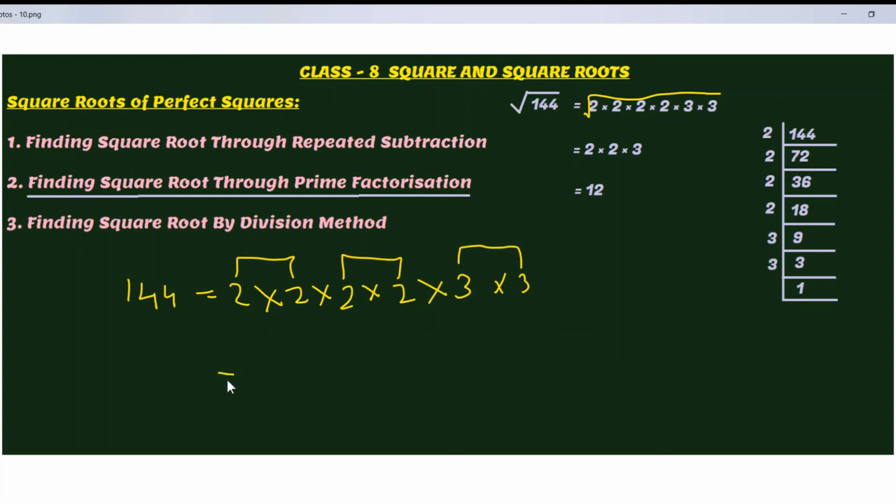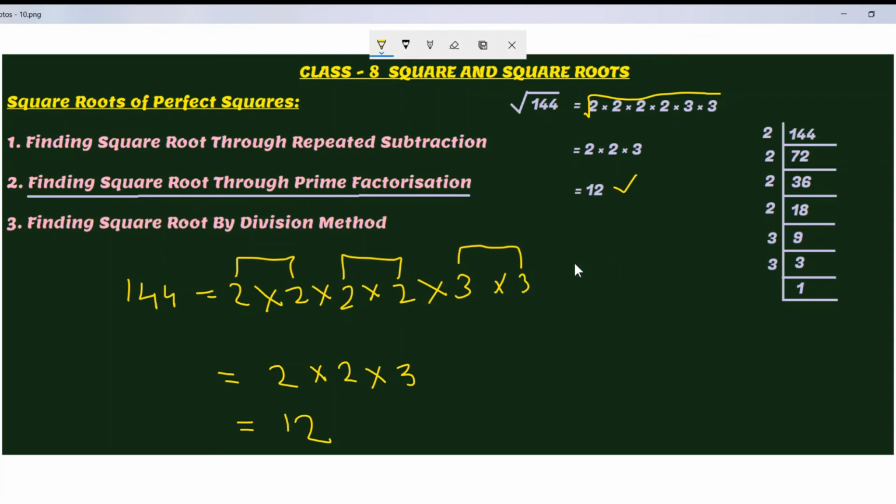From each group you need to take one number to find out the square root. Already I have explained in the first page. Square root means the whole power half, so we are taking one number from each group. So this is the square root of 144, which is 12. 2 2's are 4 and 4 3's are 12. This way you need to find out.